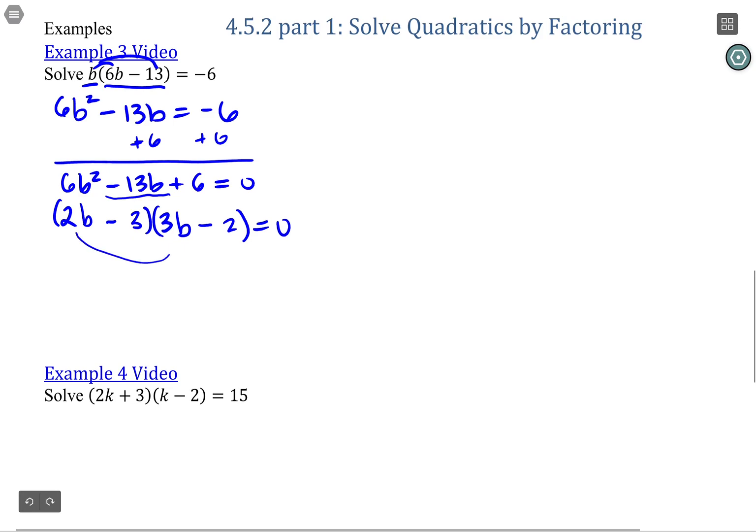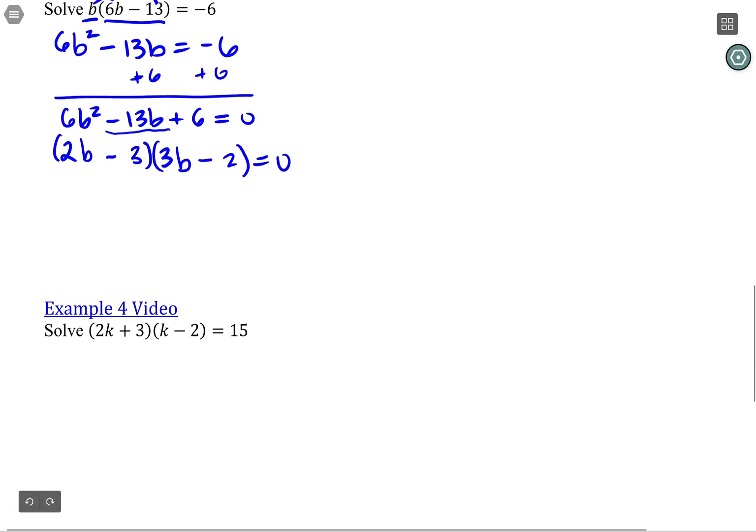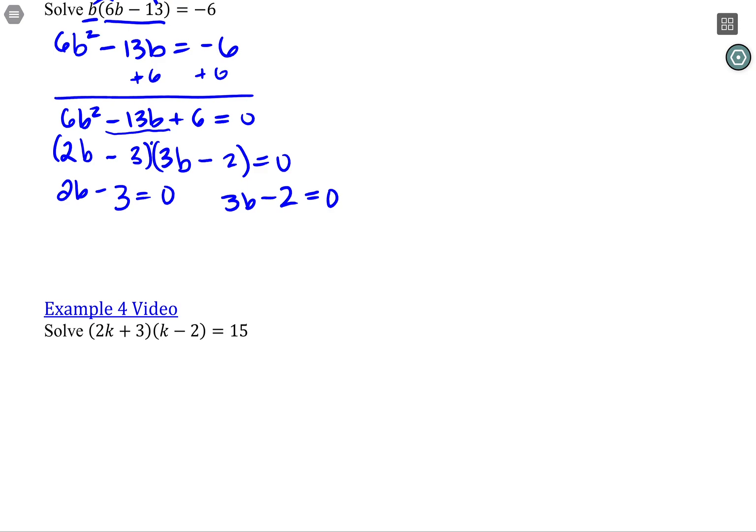And then you can recheck again, make sure you didn't mess up. When I multiply those first two together, I still get 6b squared. When I multiply the last two together, I still get +6. So I think I'm in good shape. If you're in any doubt, FOIL it out and check. So now that I have a product, the big operation here is multiplication, equal to 0, I can conclude that the only way to make that true is to make one of the factors 0. That's what's special about the zero product property, is that you can't multiply two numbers and get 0 unless one of them is 0. Not possible.